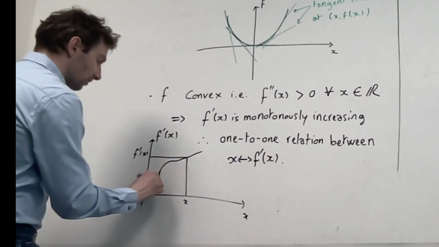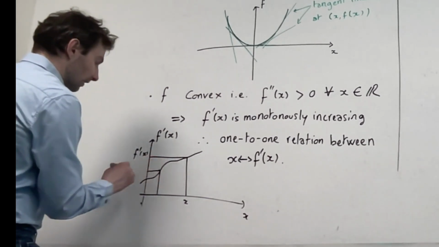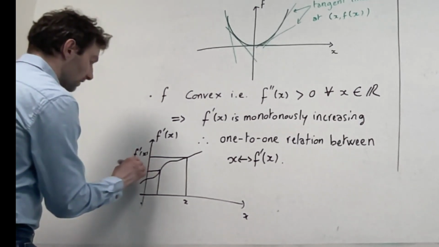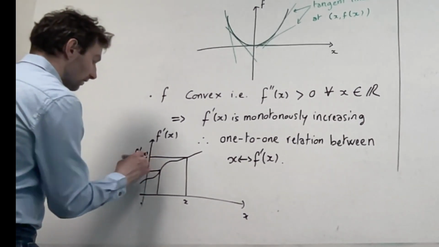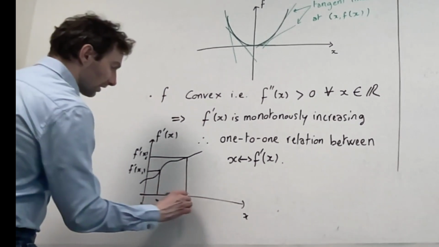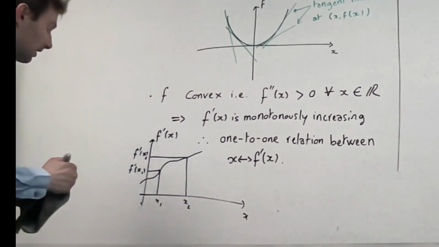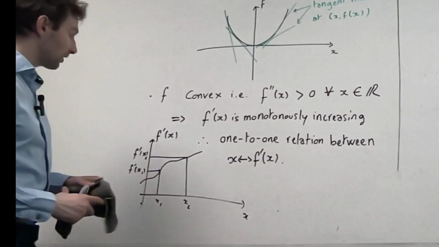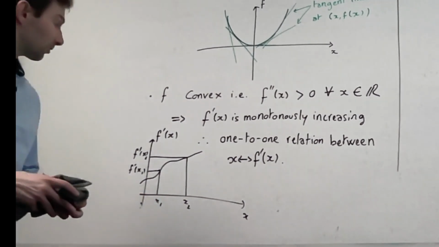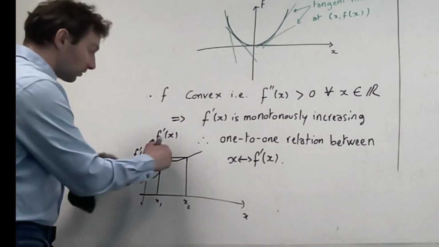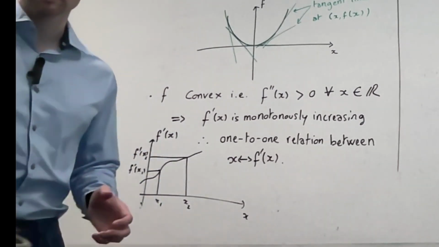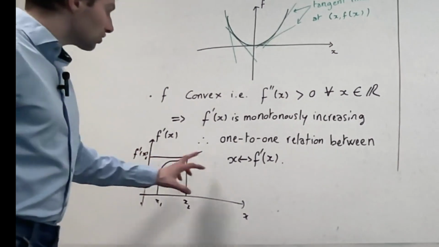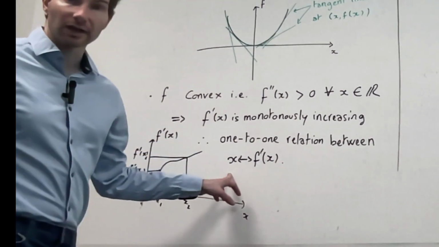And you can actually view that the ordering is going to be the same. So let's say here this is x1, here this is x2, and if x1 is smaller than x2, then f prime of x1 is going to be smaller than f prime of x2. And basically you can get this one-to-one relationship here. So that's what I'm describing there.